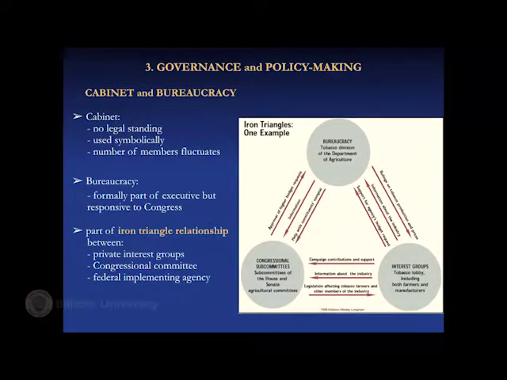Okay, the reason I wanted to talk about the iron triangle relationship here is to show you how the bureaucracy works with the Congress and that it is exposed to interest groups and pressure groups, which seek special treatment from the bureaucracy and which help the bureaucracy get what it needs in terms of funds and staff through the Congress. So as you can see, it is an intricately related relationship among all these segments of the policymaking apparatus.